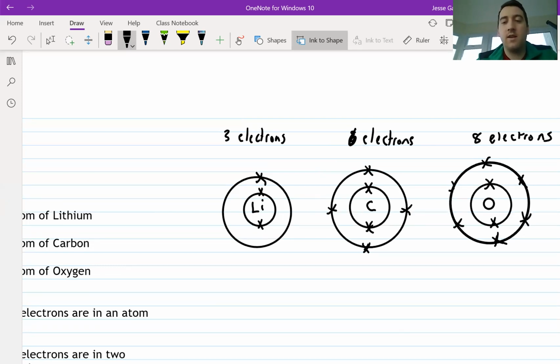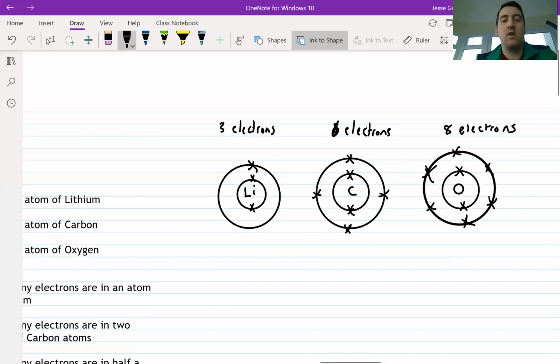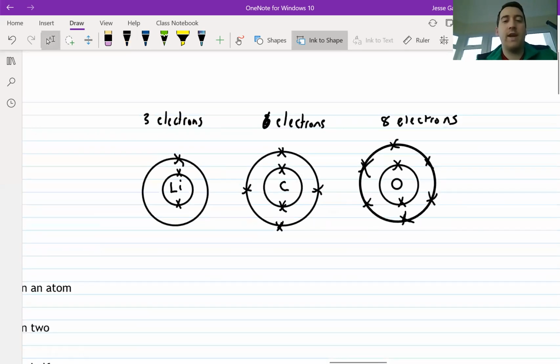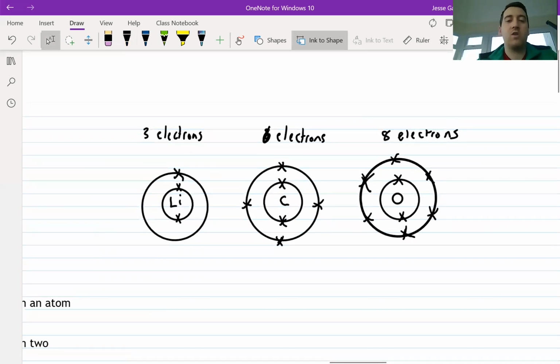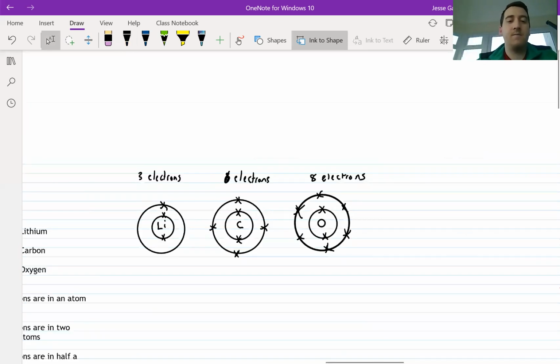It's got 6 in the second energy level. So altogether I should have 8. 1, 2, 3, 4, 5, 6, 7, 8. Yeah, 8 electrons for oxygen. Good. So that was a little bit of practice drawing atomic structures for atoms.